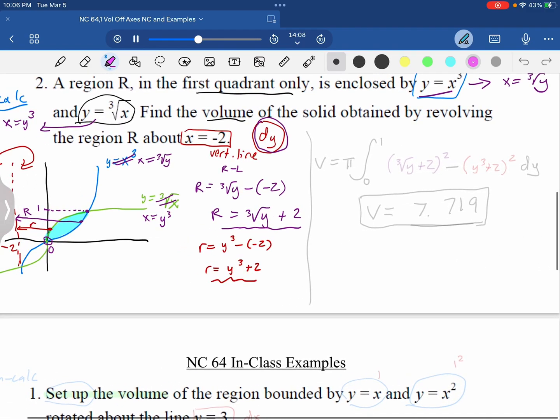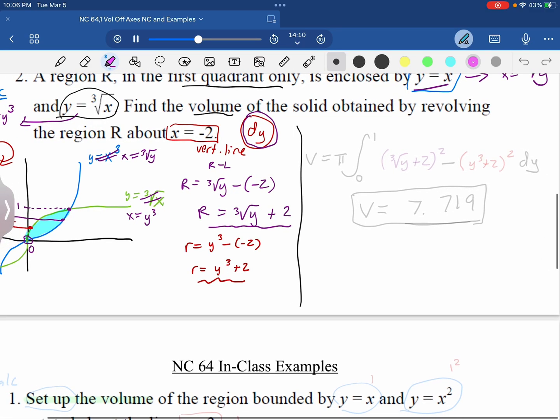So that's my little r. Now I think we have all the pieces to assemble our volume. My volume is going to be pi times the integral, remember our limits were 0 to 1, of big R squared, which will be cube root of y plus 2, all squared, minus little r squared, which is y cubed plus 2, all squared, and then at the very back, dy.